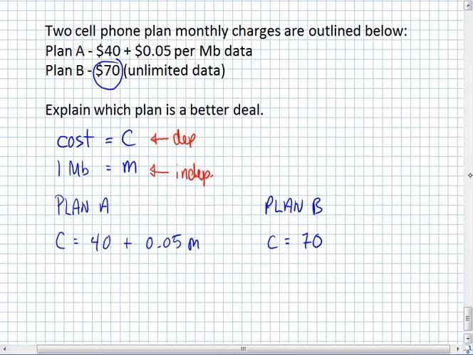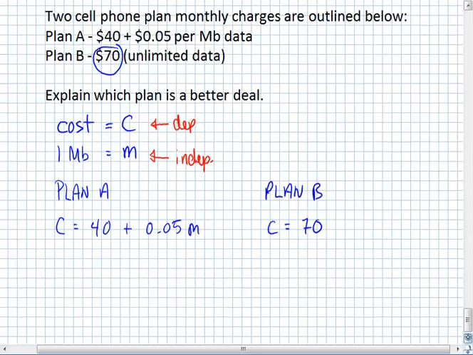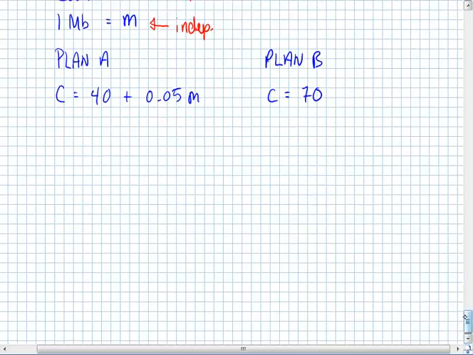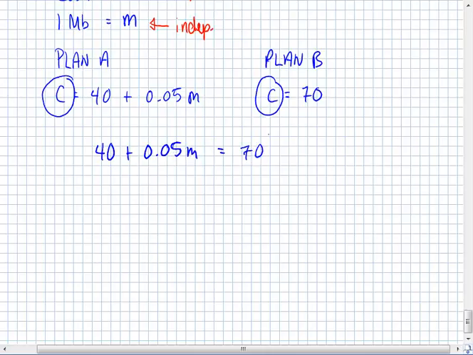The question is, which plan is a better deal? We have a system of equations here, so we need to solve it. Okay, and so all we're going to do is, by substitution, solve this system. We can do it really simply because they both equal C. We're going to make them equal each other. So in other words, 40 plus 0.05M equals 70, and solve that. So go ahead and solve that for M. I'll show you the answer in about 2 seconds.